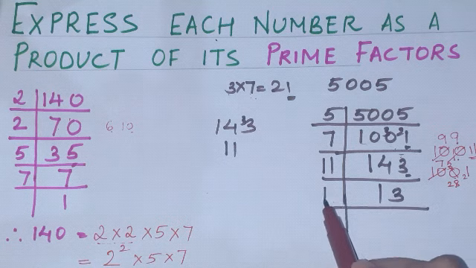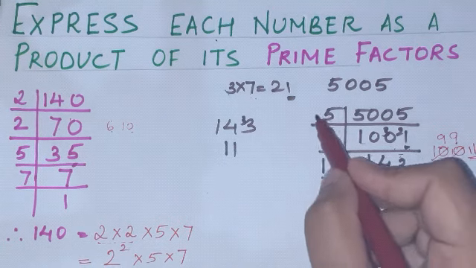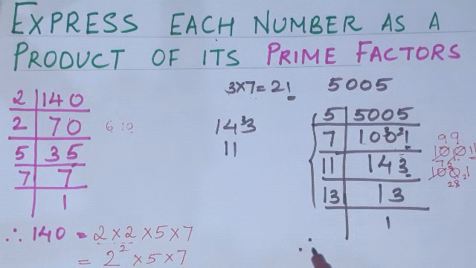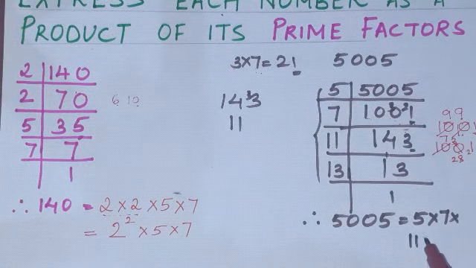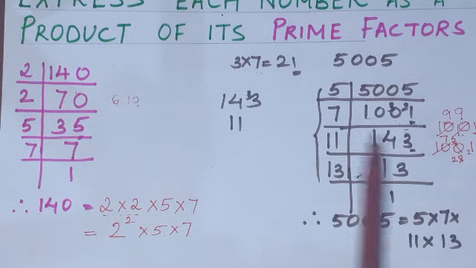Now 13 ones are 13. So these are nothing but the factors of this number. So let's write it down. 143 is equal to 5 into 7 into 11 into 13. So these are nothing but the factors of this number.